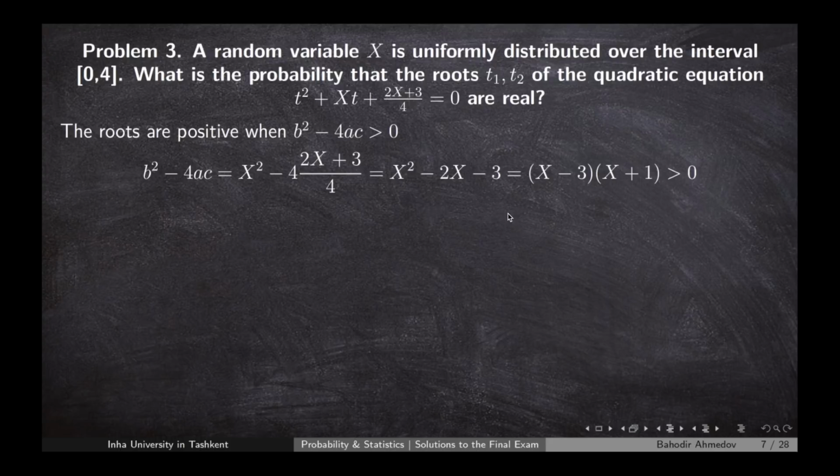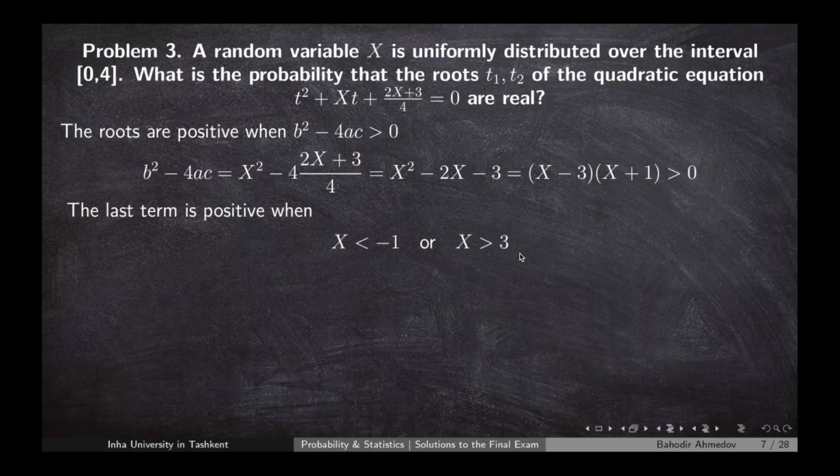It's linear terms. It's going to be (x minus 3) multiplied by (x plus 1), and this is going to be more than 0. And this is more than 0 when either x is less than minus 1 or x is more than 3. So in the two intervals, this term is going to be positive. So in order to evaluate the probability that the random variable x is less than minus 1 or more than 3, we need to know the density function of this random variable.